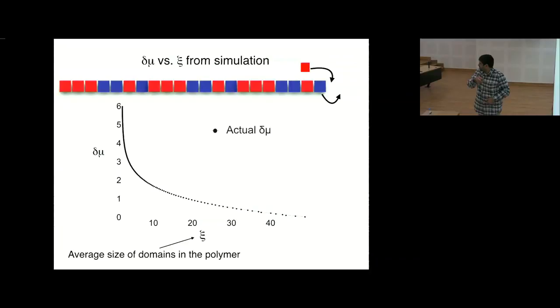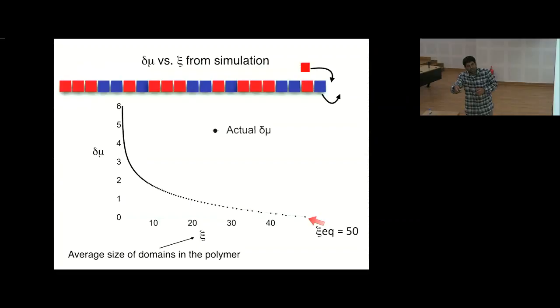This is my excess chemical potential. My equilibrium point is way over here, where delta mu is zero. And so at this point, the domain lengths are really large. So the system likes to form very, very large regions of all red or all blue with very small numbers of defects. And as you scale delta mu up, as you increase the driving force, in this case, the response is that the system starts getting more and more errors.